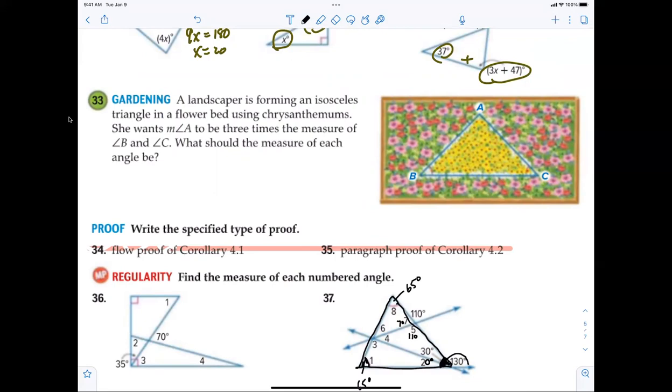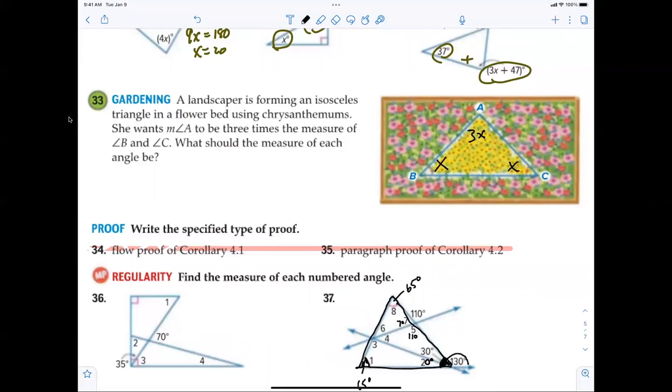Angle A to be 3 times the measure of B and C. So that means this has to be X and this has to be 3X. The key was understanding isosceles, right? Yeah, I know, right? You have to read carefully. And that's generally what the problem is. You just miss something in the words, right? Isosceles, right?